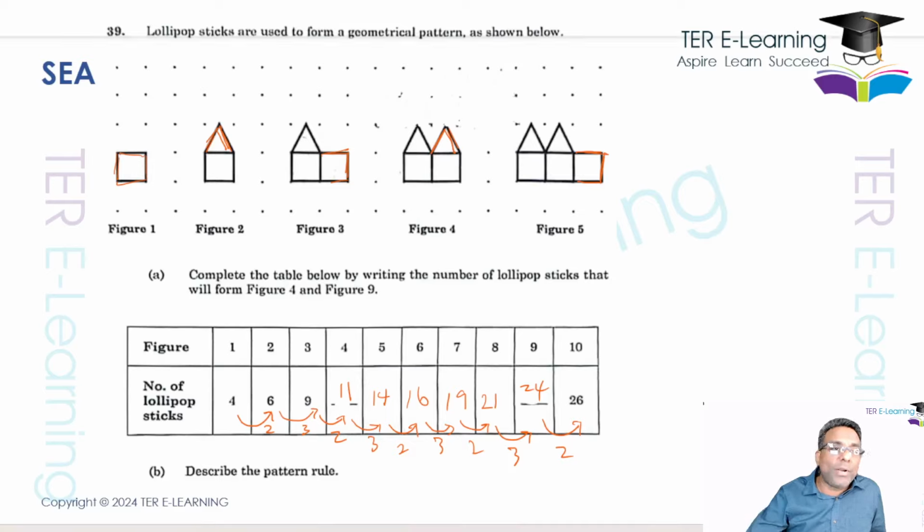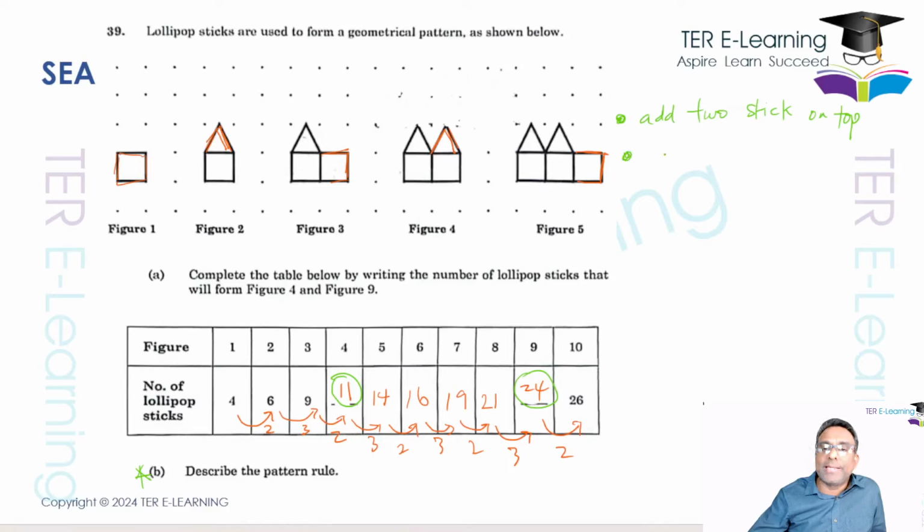So all they want here, they want to know what is figure 4. Yeah, figure 4, that's 11. And figure 9, that's 24. Right? And this part B here, that is said, describe the pattern rule. Right? So we're going to add 2 sticks on top. So that's what we're doing first, right?